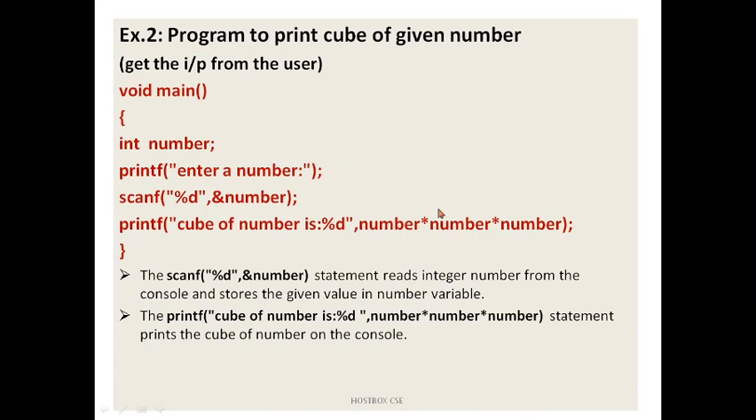We can use the cube symbol directly, but I am writing number multiplied by number multiplied by number. Suppose we give the value 2, 2 cube is 2 multiplied by 2 multiplied by 2, three times. So it will print the answer 8. And remember, the scanf statement reads an integer number from the console and stores the given value in the number variable. Then the printf statement prints the cube of the number on the console.